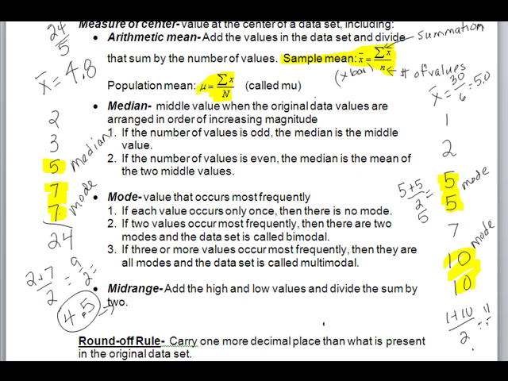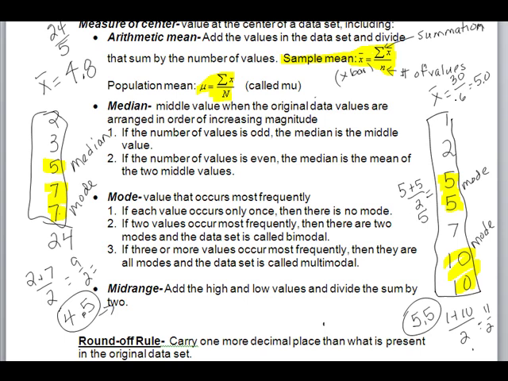Now, the round-off rule says that we carry one more decimal place than what is present in the original data set. So these two data sets that I use for my examples are all whole numbers. So that means we want to carry our calculations to the nearest tenth, which is what I did. Any calculations are carried out to the nearest tenth. So one more decimal place than the original data values. Later shortcut.